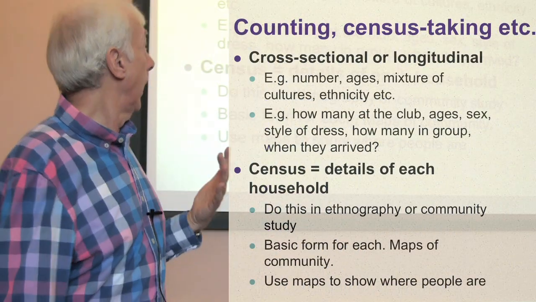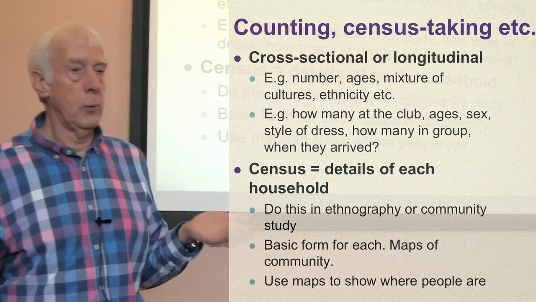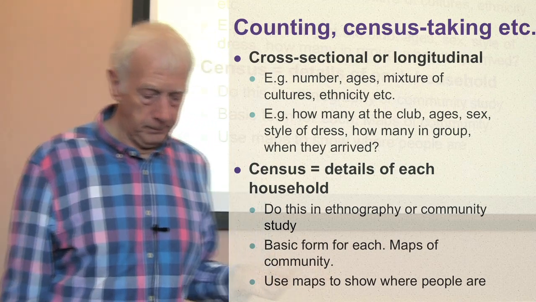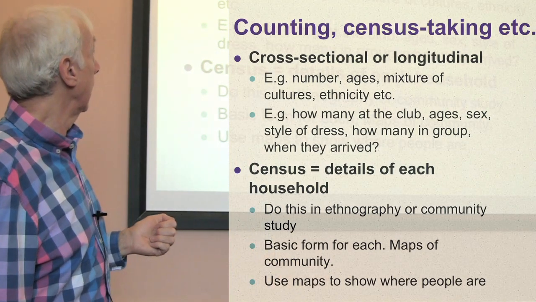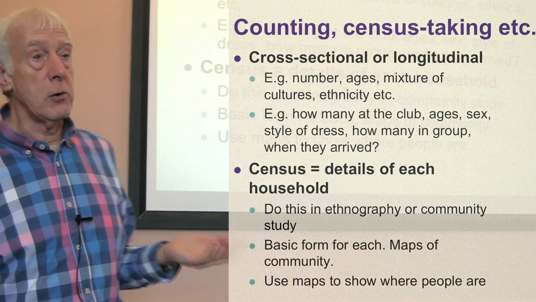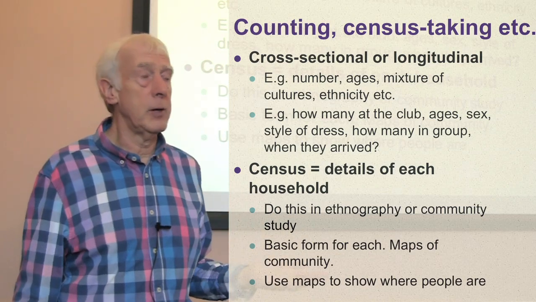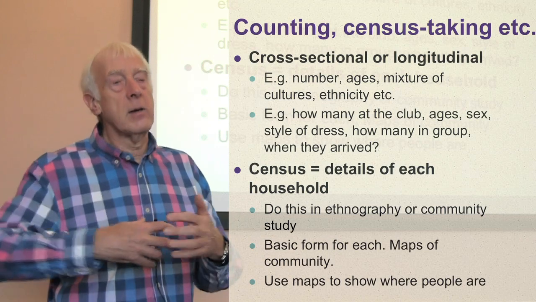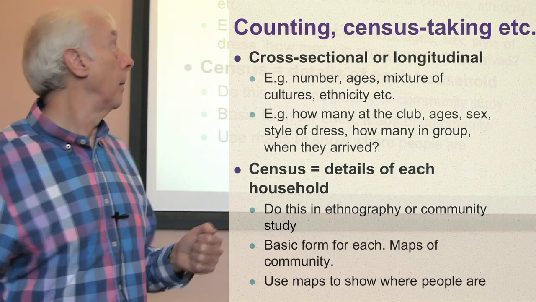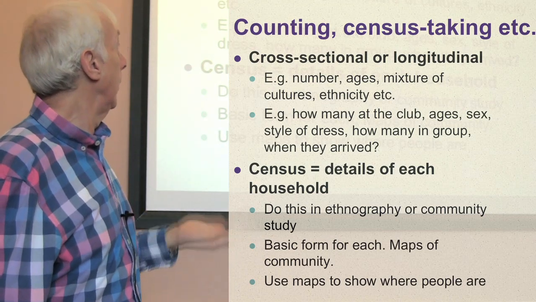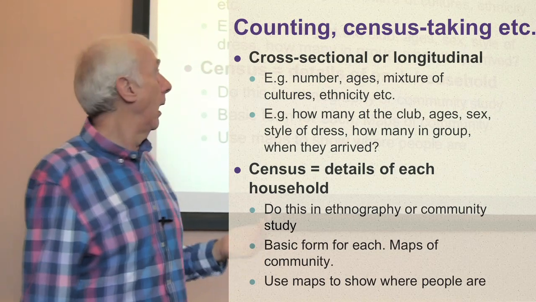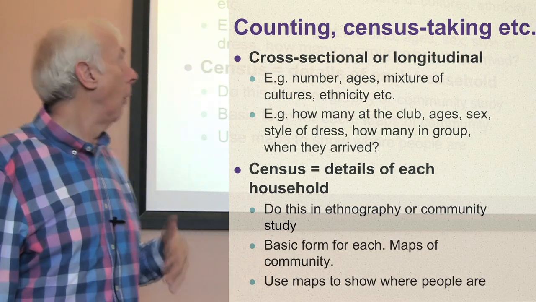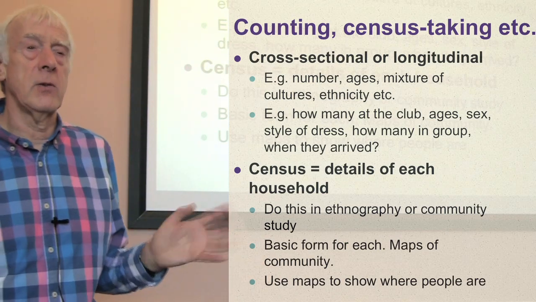I talked also earlier on about census taking, keeping records of who's there, what they're doing, what kind of person they are, and so on. Well, census taking can be cross-sectional or longitudinal. In fact, in many cases it's both. It's both comparing family against family, setting against setting, and how it changed over a period of time as well. So it can be both. And it's simply the number, the ages, the cultural background, the ethnicities of people, and so on and so forth. All of these things may or may not be important. It depends on the settings to some extent.